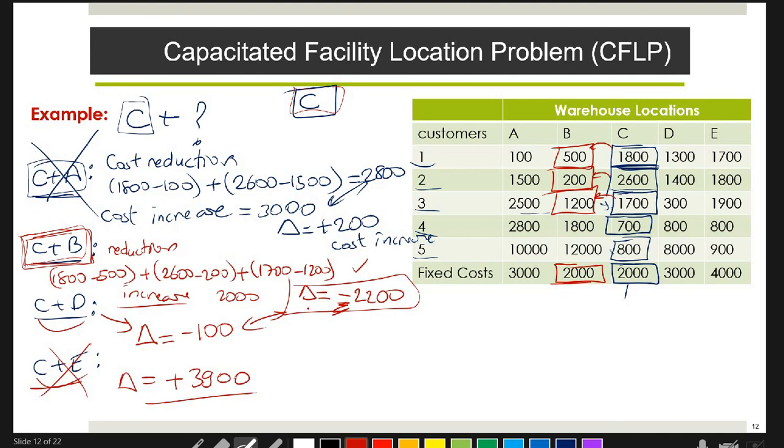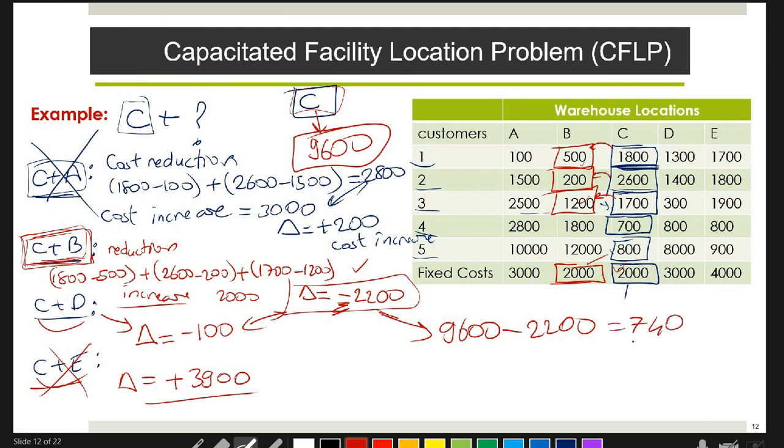And what is the cost associated with this one, C plus B? You could add up the costs of C and B, but you don't need to do this. Remember, when you opened only C, your cost was this much. When you decide to open C plus B, it will be your original cost minus the change in your cost. We already calculated the change, and it will be 7400, your new cost. And this is better than your previous one. So we improved the solution.